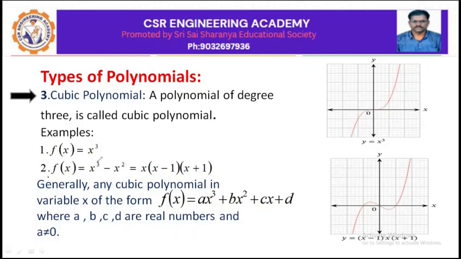Here degree 3. Figure 1 shows the intersecting point on the x-axis is only 1. Figure 2 shows 3 intersecting points on the x-axis, say 1, 2, 3. So here we have 3 points, and the x-coordinate of each point is a zero of the given polynomial. So here we have degree 3, and degree 3 means the number of zeros is 3.